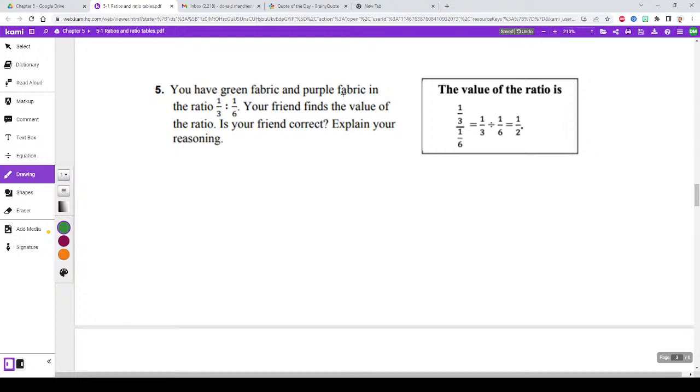Number 5, you have green fabric and purple fabric in a ratio of 1/3 to 1/6. Your friend finds the value of the ratio. Is your friend correct? Well, we look, our friend has this weird step here where they've got the division and then they've got the answer. I don't like that because what we know is we've got 1/3 divided by 1/6, and that would be 1/3 times 6/1, which is 2. So your friend is not correct. The ratio is 2.